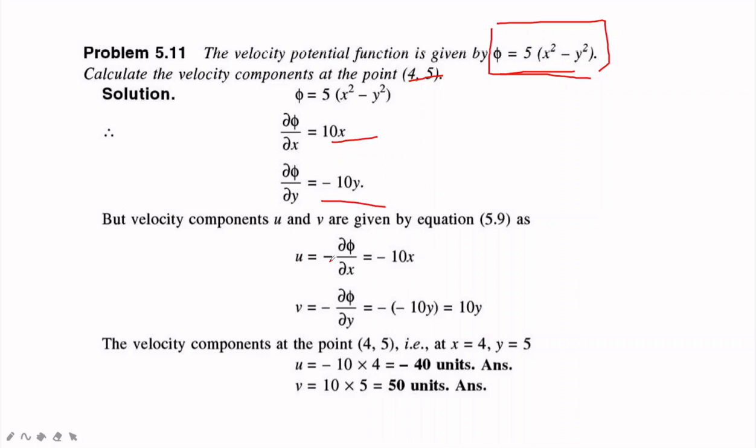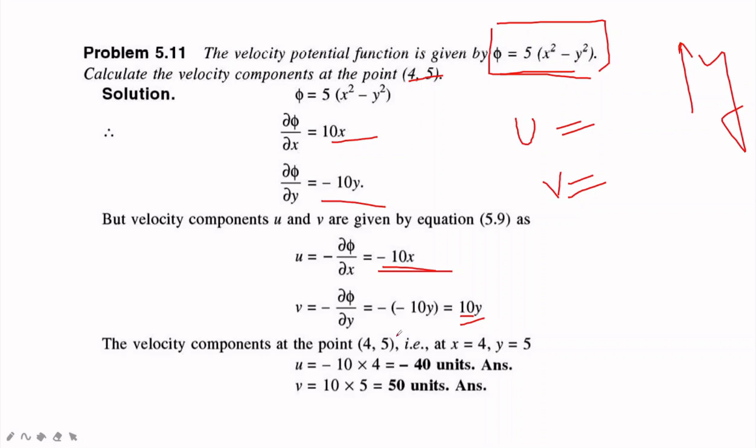So u is equal to what? The negative derivative, negative dou phi by dou x, is minus 10x. Directly they give the value of phi, and they will ask you to find the value of u in competitive exams. Directly use this equation, negative derivative of dou phi by dou x. They can also tell you to find the value of v, or the velocity in the y direction. Then you have to find v, which is the negative derivative with respect to y, that is 10y.